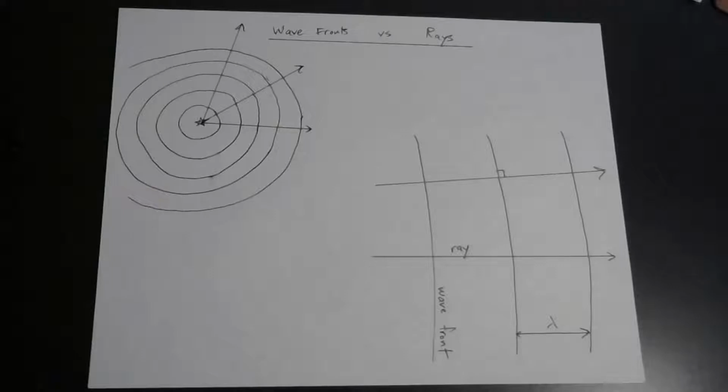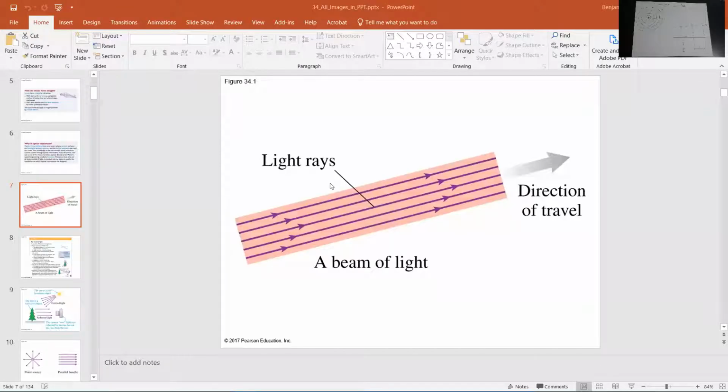And let's switch over to PowerPoint here. Look at some graphics from your book. You can think of a laser beam as a really good approximation of a bundle of rays. They've only drawn a few, but the idea is you can pack an infinite number in there.